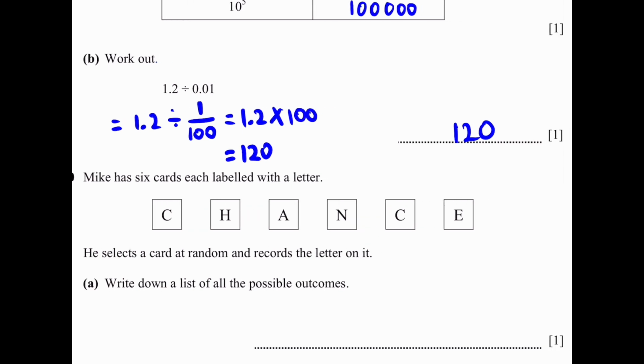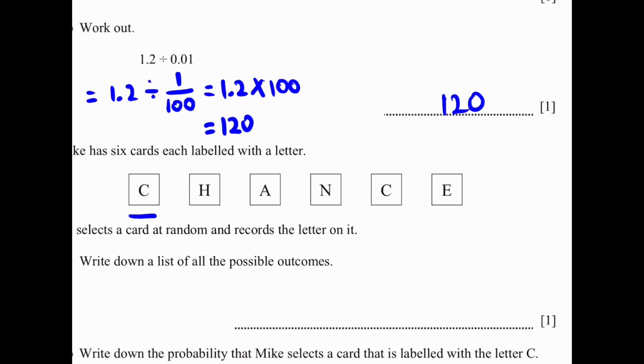So, look at the letter cards. A C, an H, an A, an N, another C, and an E. If there are multiple of the same thing, you don't count all of them, you just count one of them. So we can cancel out this one for now because it's a duplicate, and then we can write down the other letters. C, H, A, N, E. Let's remove the cross now.